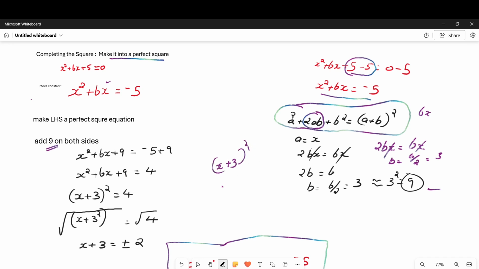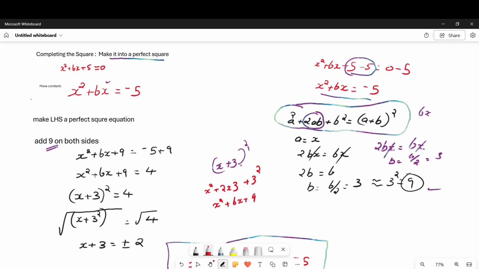If you want to test, we can test it also. So x square plus 2ab, so x into b, 3. So then b square: x square plus 2x3. So 2 into 3, 6, 6x plus 9. See, we got the value.